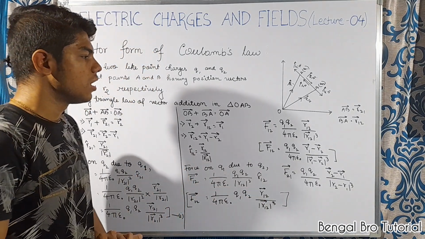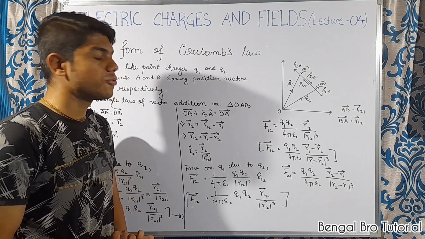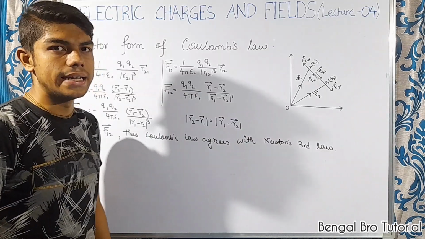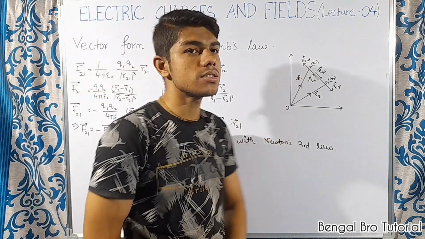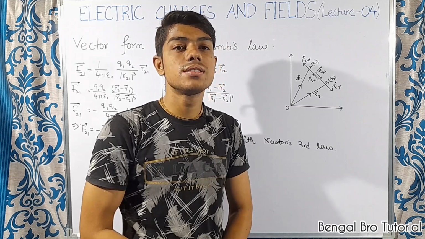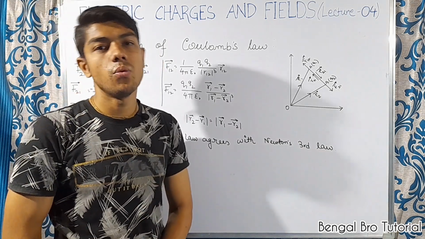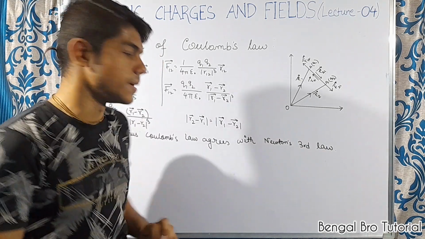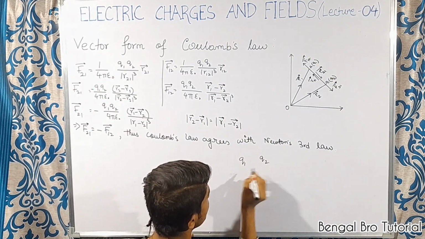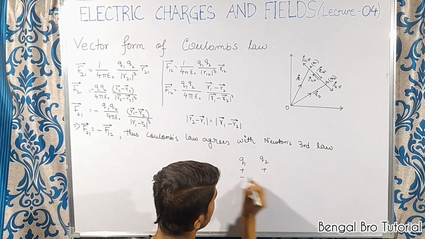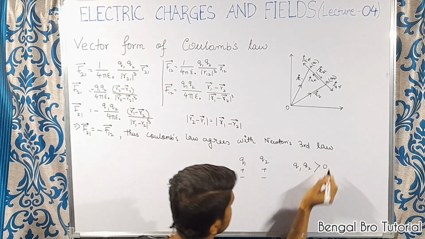Okay. Now we are going to look at some very important points regarding the vector form of Coulomb's law. Although while deriving the expression for the vector form of Coulomb's law, we had taken two charges of same sign, which means that they were like charges, the expression is valid for charges of any sign, whether positive or negative. See, if q1 and q2 are either both positive or both negative, which means that the product q1 q2 will always be greater than 0.